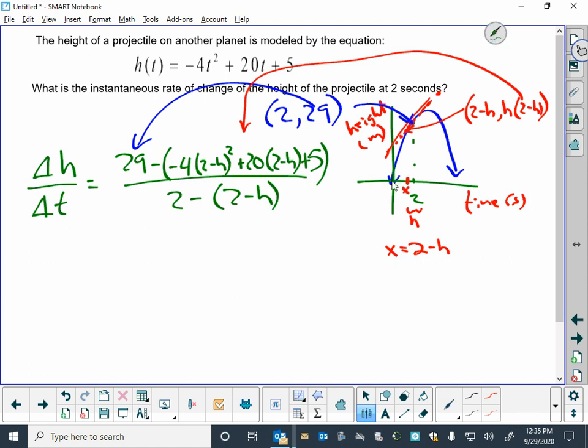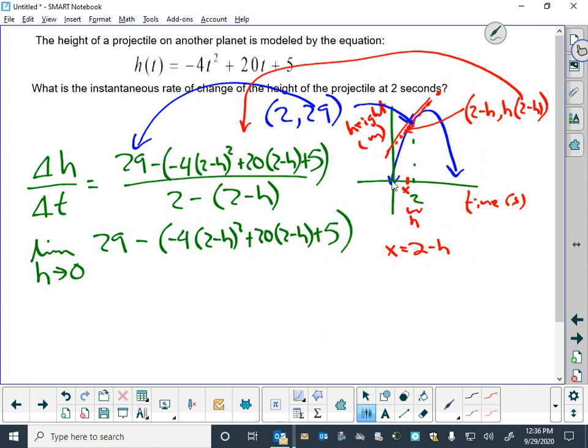Okay, this is going to be my approximate rate of change. My instantaneous rate of change is what I would get if this value of h went to nothing. So the idea there then is that I want the limit as h goes to nothing of this 29 minus negative 4 times 2 minus h squared plus 20 times 2 minus h plus 5 all over, well, 2 minus 2 is 0 minus negative h. That just becomes an h, so that bottom simplified very nicely.